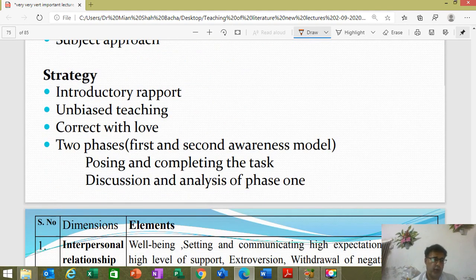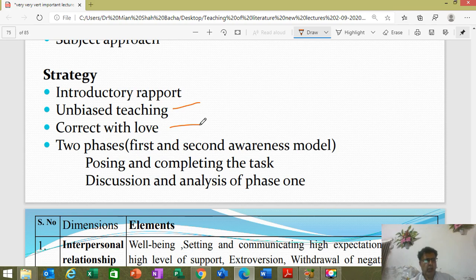And strategy: obviously, you have to develop an introductory rapport. And remember, unbiased teaching should be there, without targeting anyone, because if you start targeting students, they will have fear and you won't be able to teach them best. Correct with love; compassion should be shown to correct your student. Two phases. First, second, awareness model: posing and completing tasks, and discussions in analysis of phase one.